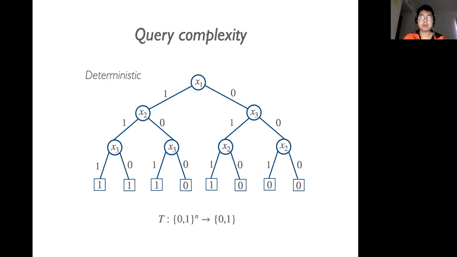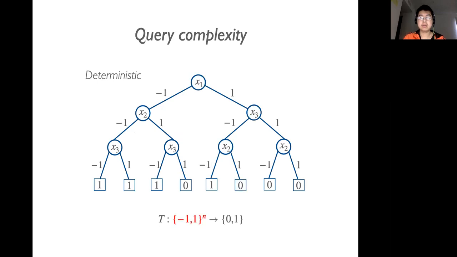In the classical setting, a deterministic query algorithm is a decision tree. For example, in this picture, we would first query the variable x1. Depending on the value of x1, we either query x2 or x3. And we repeat this procedure till we reach a leaf, whose label should be the value of the function.